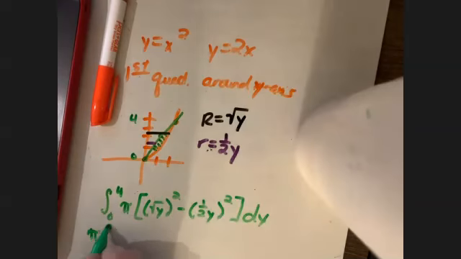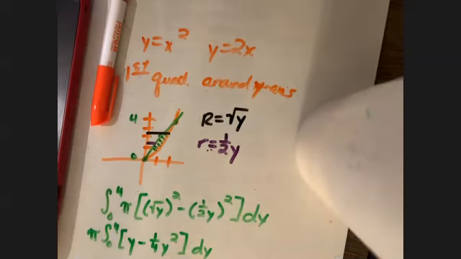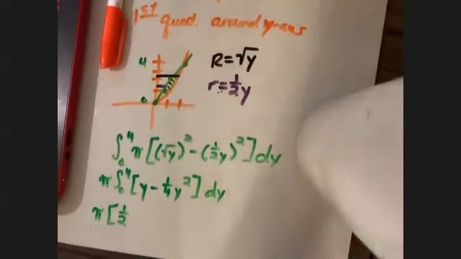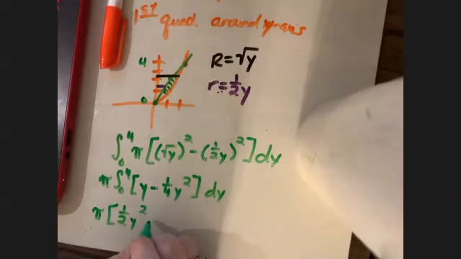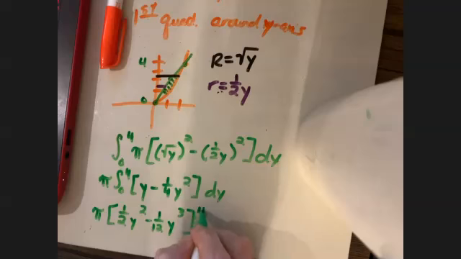Again, I'm going to bring my pi out to the front, 0 to 4. I'm going to clean this up. So this is going to be y minus 1/4 y squared. Okay. So integrating that, I've got pi times 1/2 y squared minus, now it's going to go up to a third y cubed, so that means I need a third of it, so 1/12, evaluated from 0 to 4.